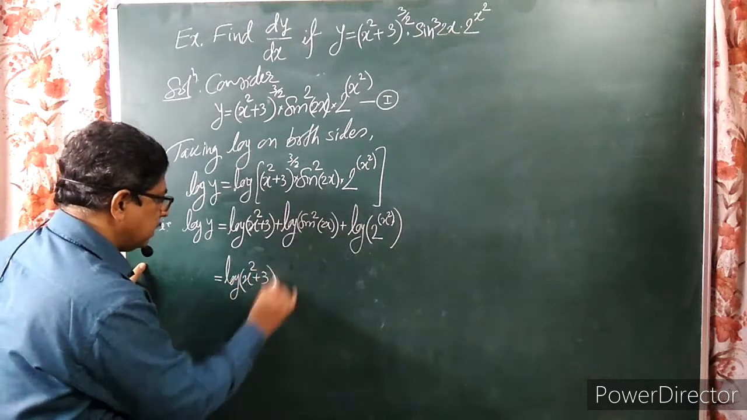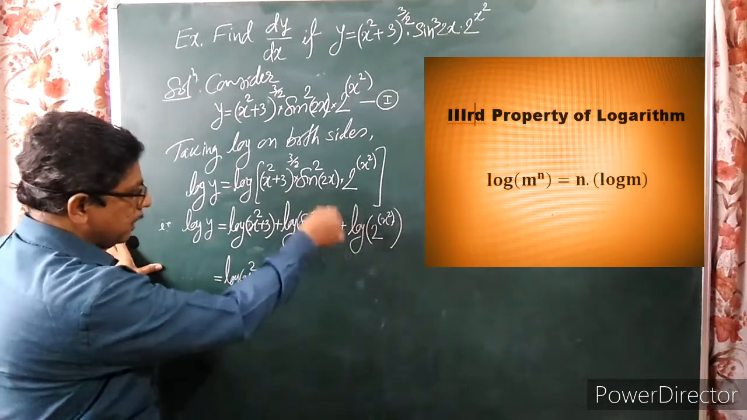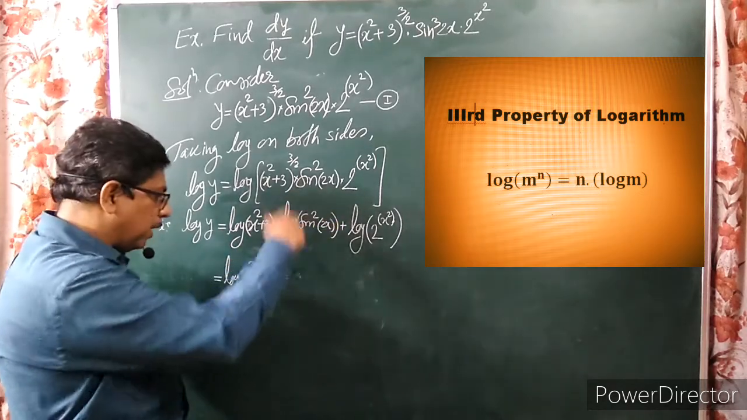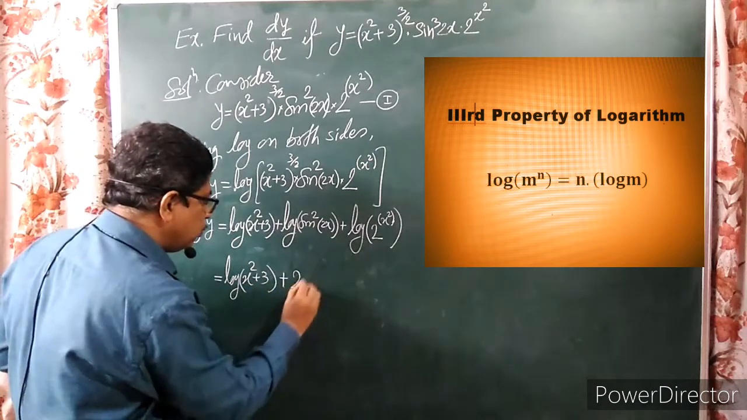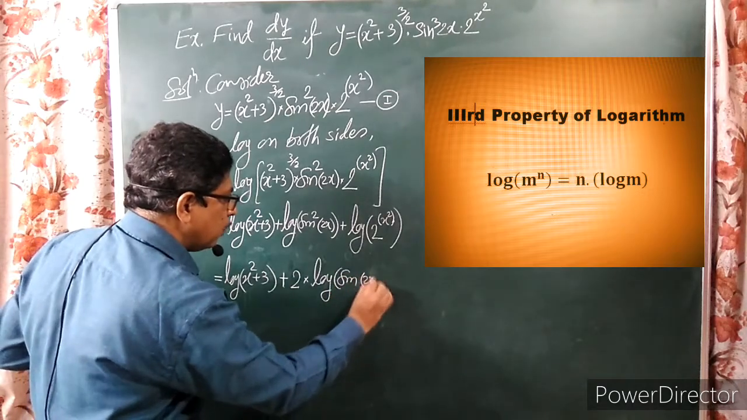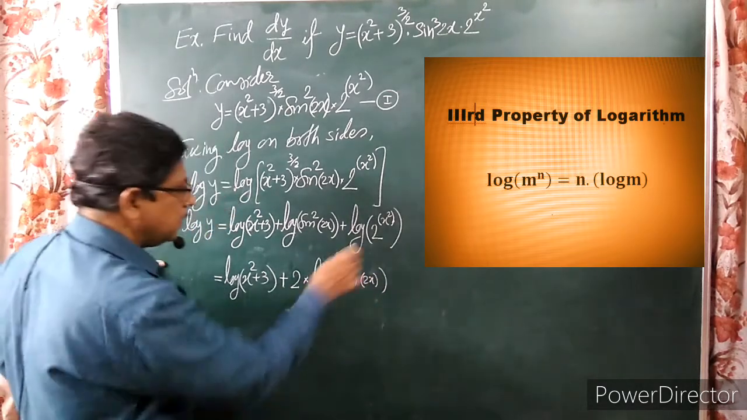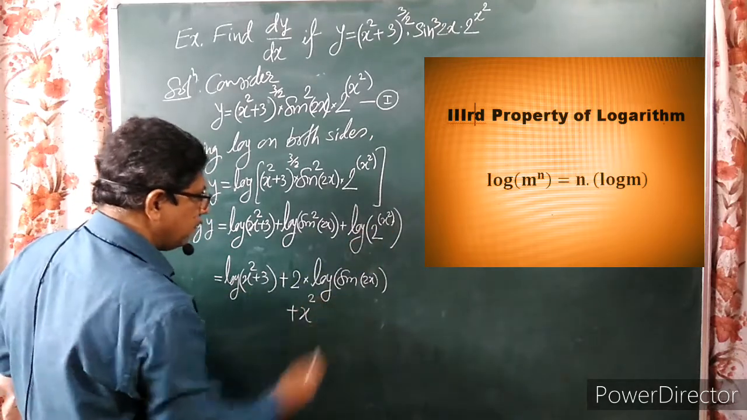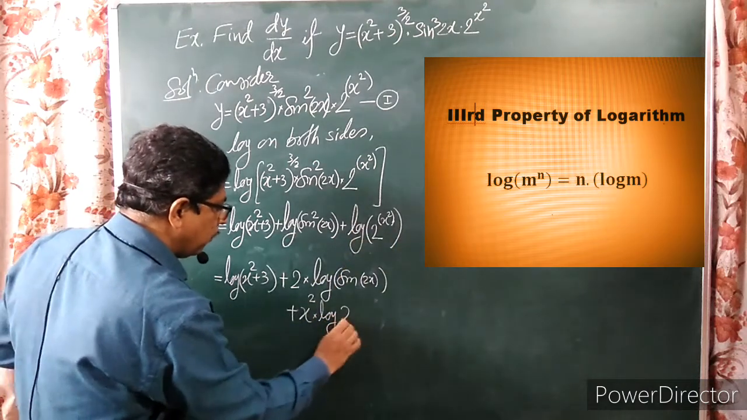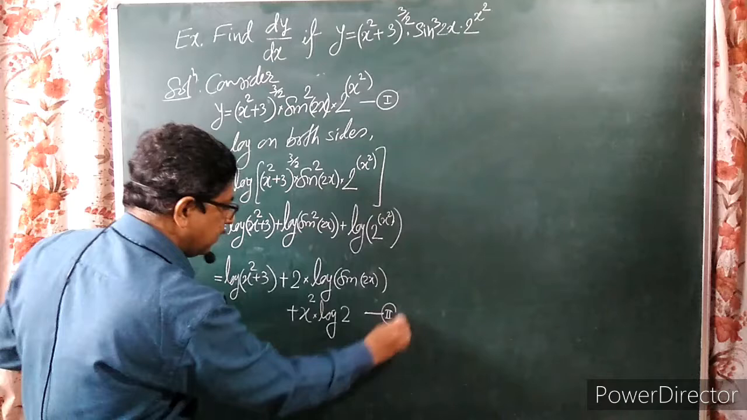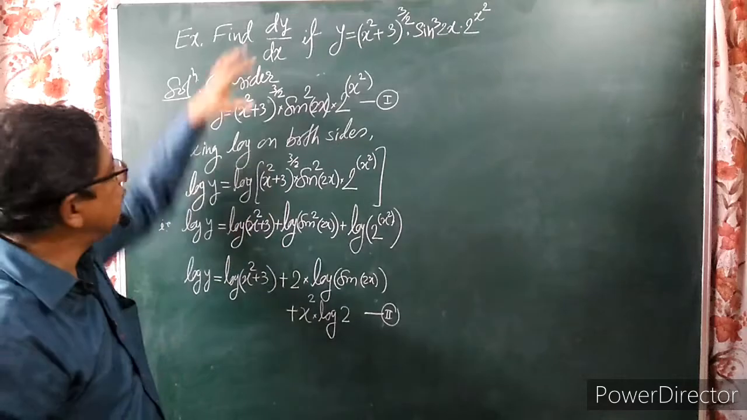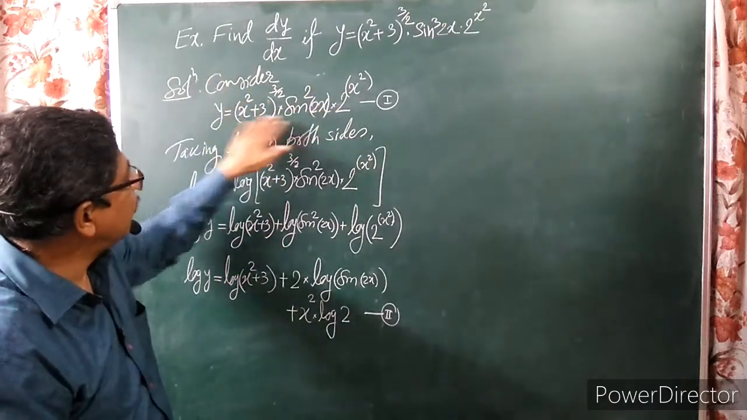x square plus 3 plus, now this 2 can be taken outside using the property log of m raised to n is equal to n into log m. So this is 2 into log of sine of 2x plus, here this x square is taken outside, into log of 2. I will call this as second. So simply we have split the given function which was in the form of the product of three functions.